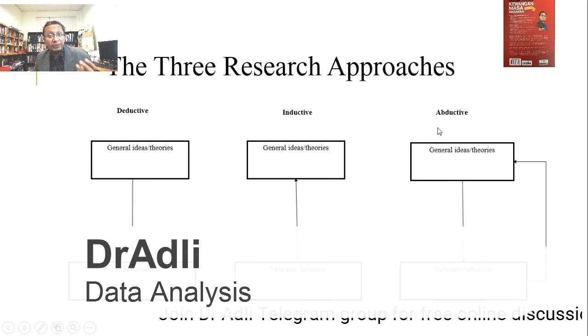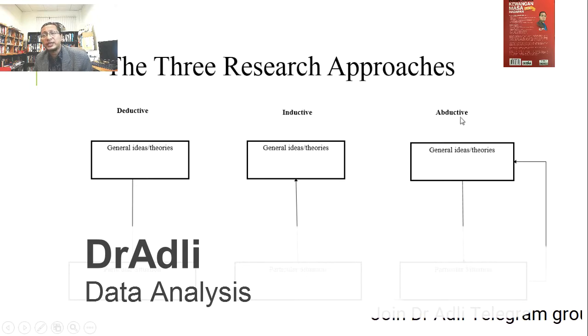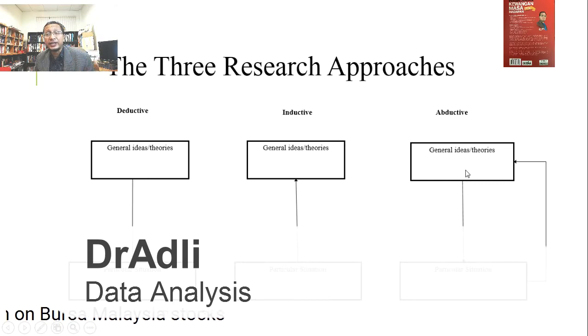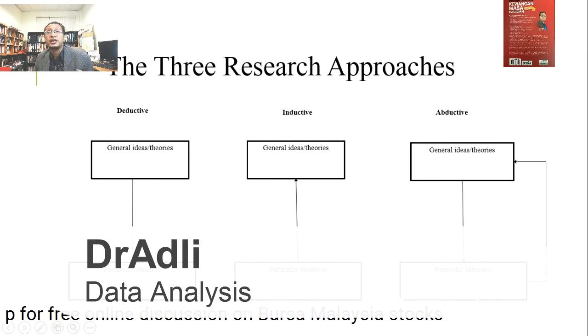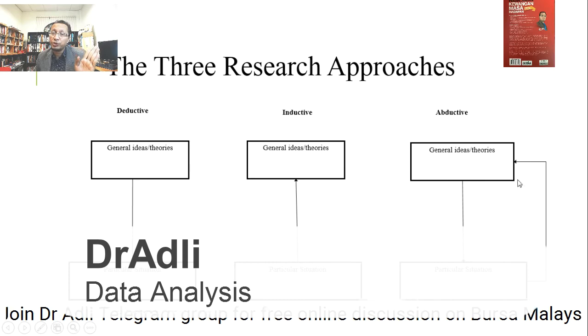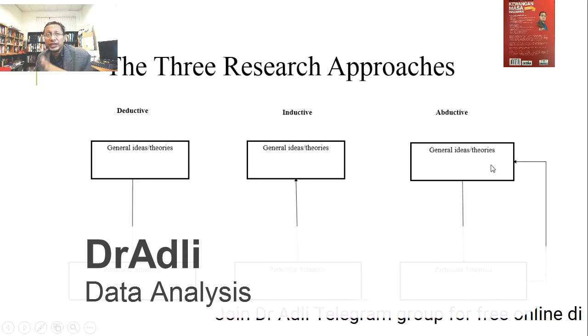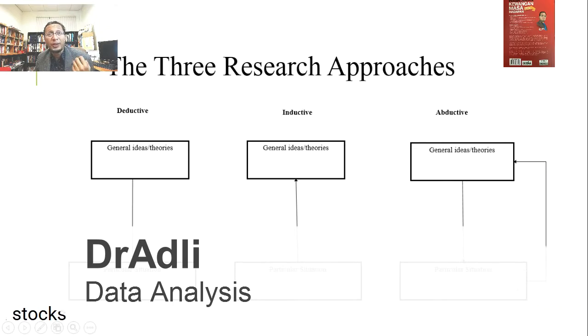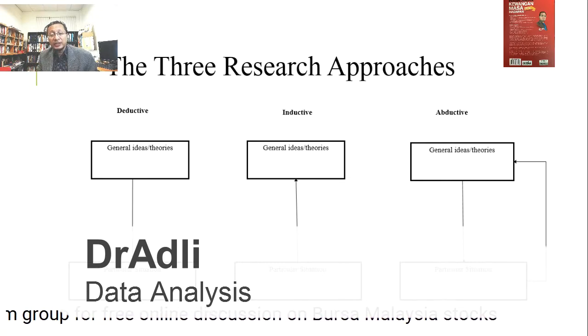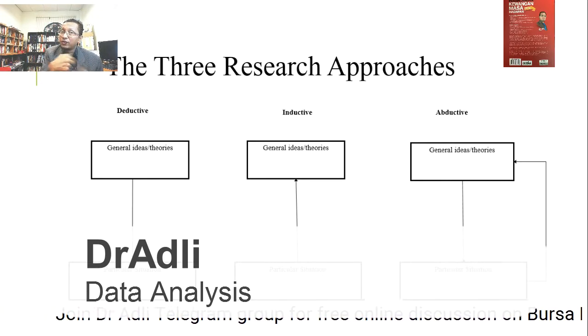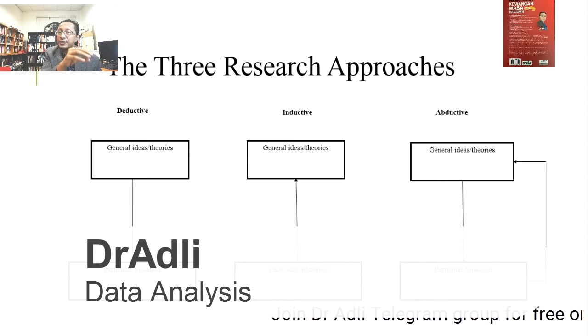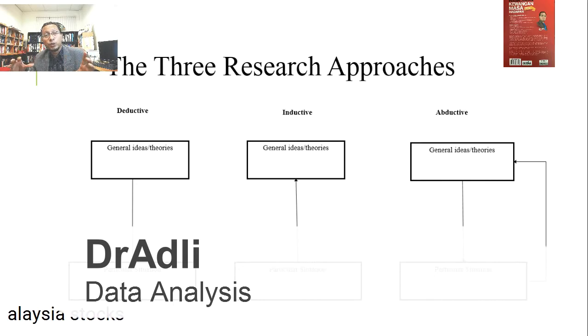And then the abductive, which is a bit new, and this is what I am using. From the general theories or ideas, you have a particular situation, but you have to refer back to the theories or to the revealed knowledge. This is normative. So you find a particular situation, then you refer back to, for me, the Quran and Sunnah, to see whether it is acceptable or not. Basically, these are the three research approaches.